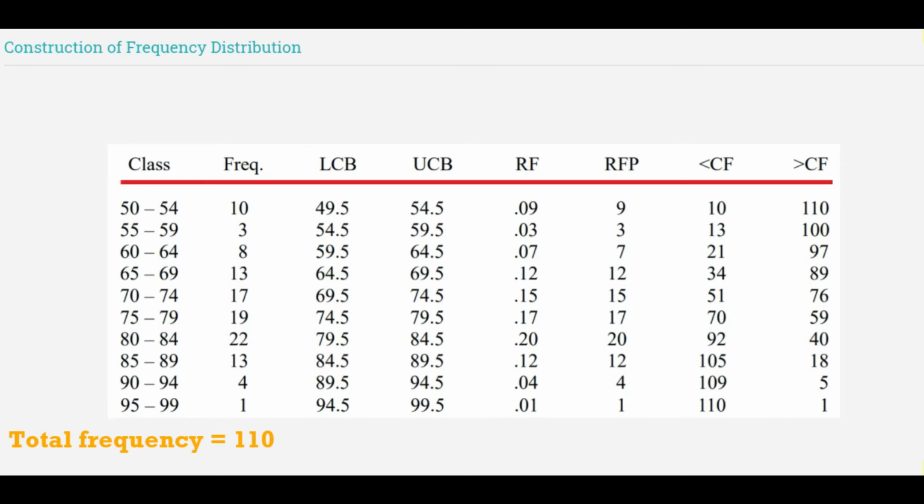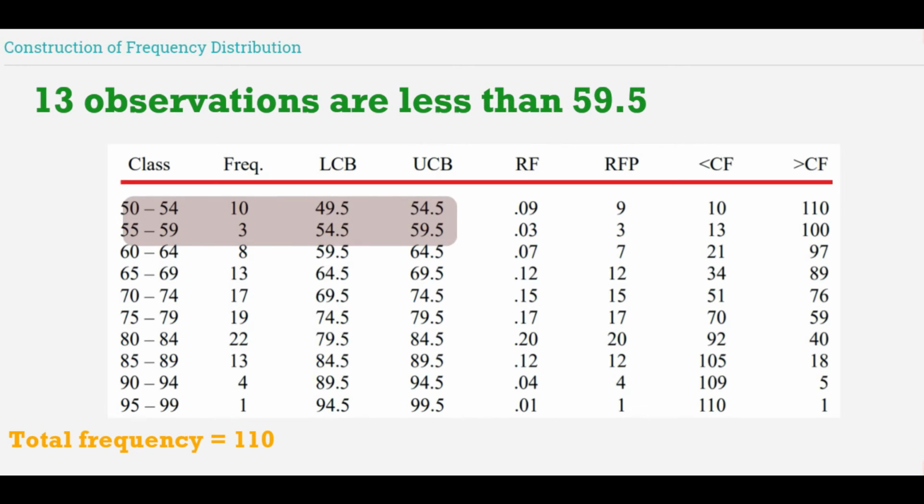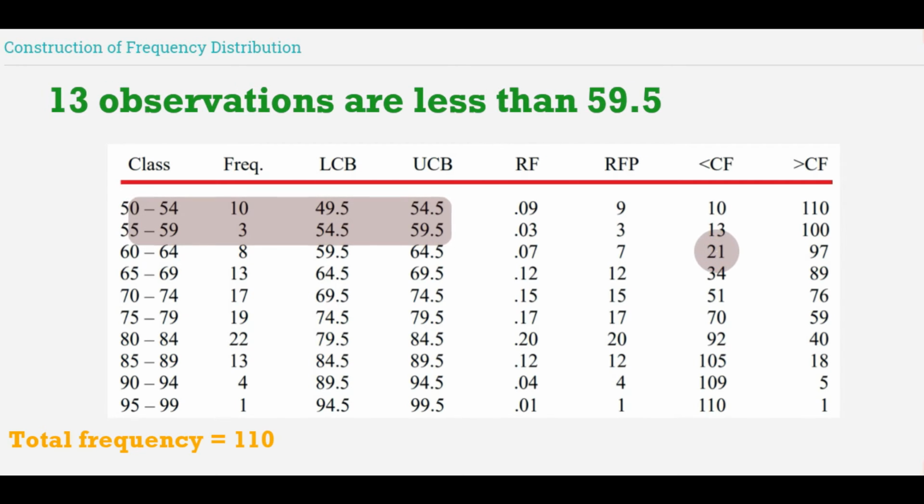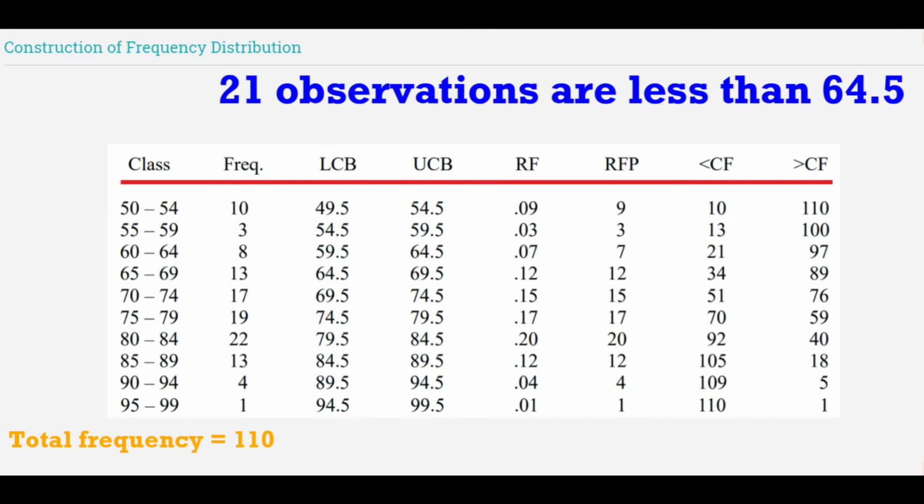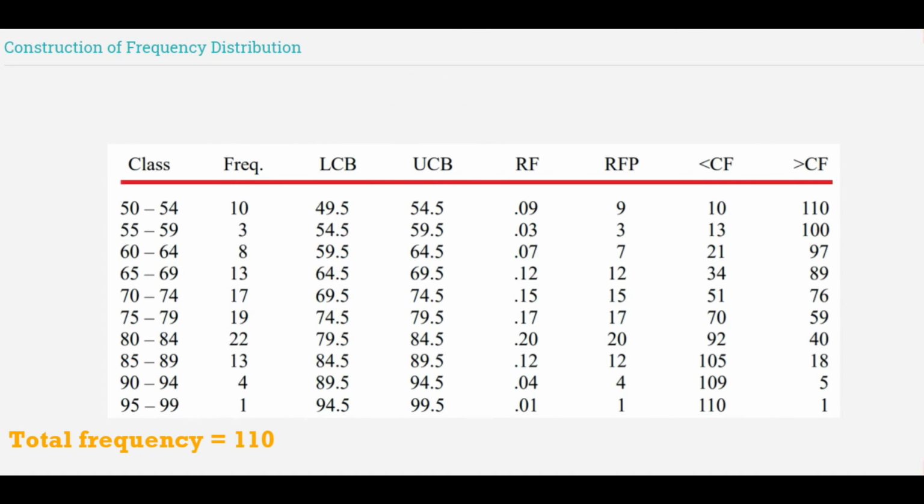Since we are taking values less than the UCB of the class, then here in the first class, we'll have to start at 10. Next is 13. This means that there are 13 observations less than 59.5. Next is 21. So 21 observations are less than 64.5 and so on. Less than CF values can easily be determined by looking at consecutive frequencies. Starting from 10, we just add the frequency of the next class, which is 3, to get 13. So 13 plus 8 is 21. And so on. The last value here in the less than CF column should be the total observations equal to 110.